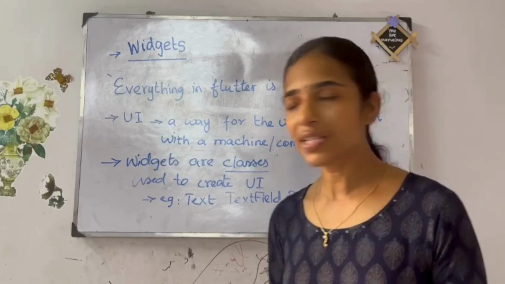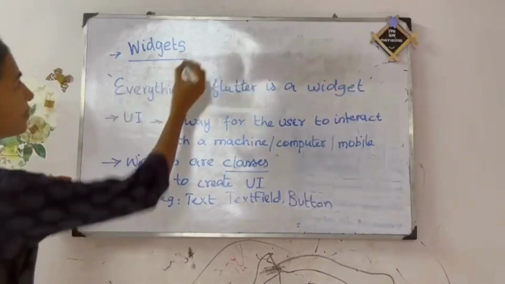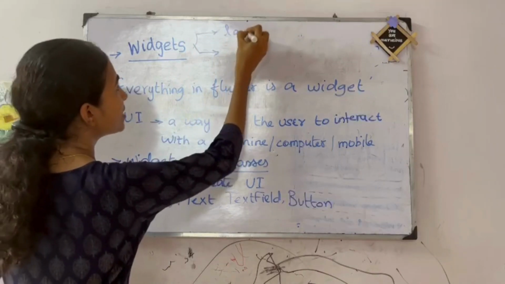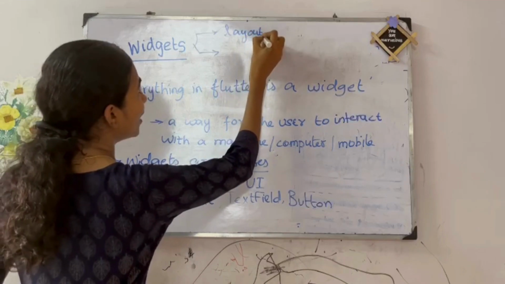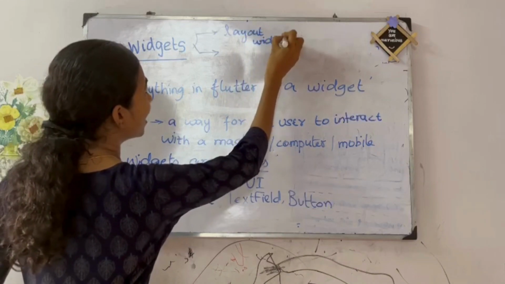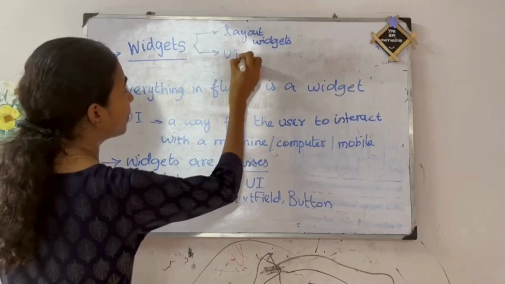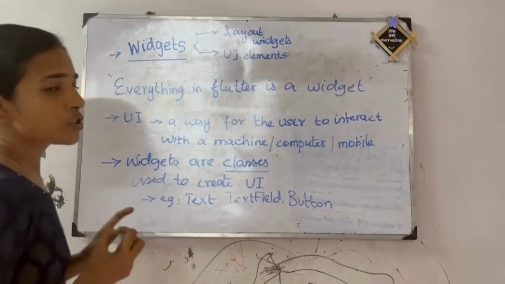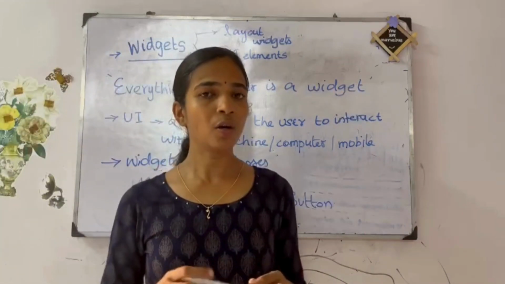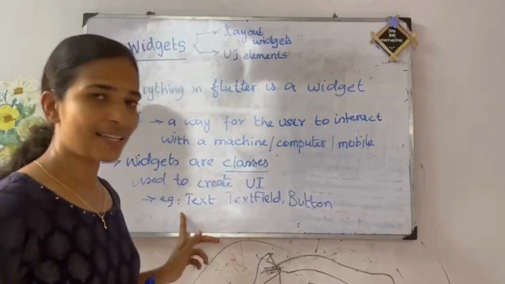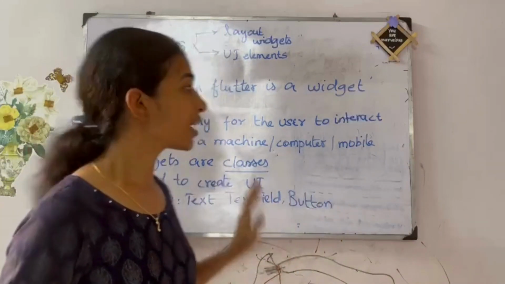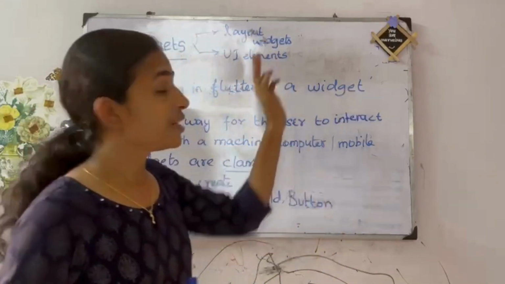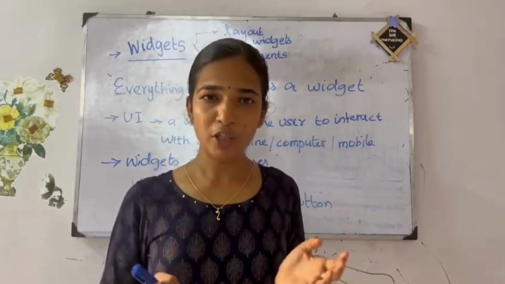Now widgets can be of two types. Let me classify it here. It is the layout widgets. The other one is the UI element widgets, or simply UI elements. So what is a layout widget? If I take TextField, Button, they all come under the UI element widgets. But layout widgets are something that will not be visible to my eyes.